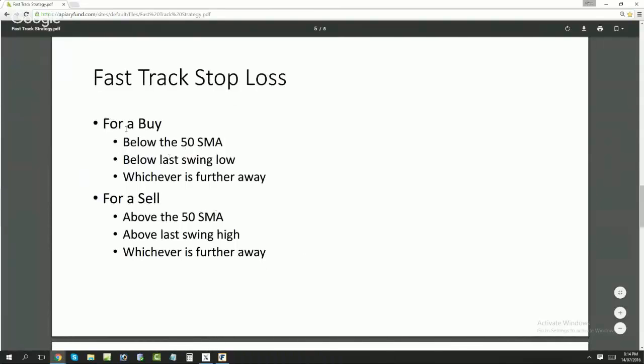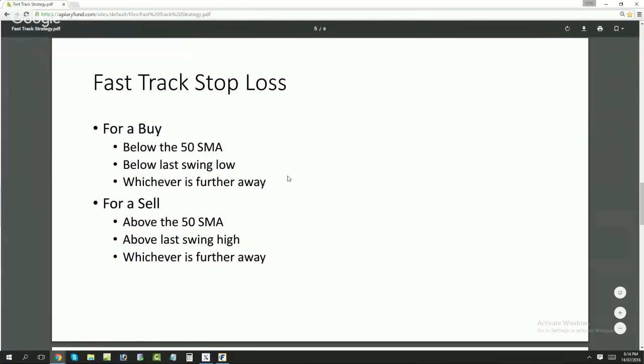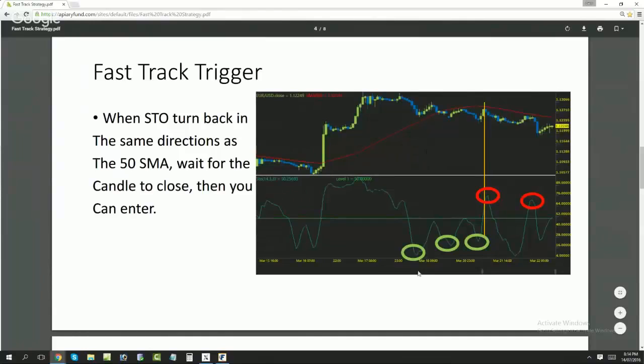Stop loss. So where to put the stop loss? For a buy, we're going to put it below the 50 SMA or below the last swing low, whichever is further away. If we go back to that chart here, assuming we bought around about here, you could say that this was the big last swing low, and the 50 SMA is really here. So do you put your stop here? Possibly, or you could say that the last swing low was up in this area here, and you put your stop there, but this one's further away, so you'd actually put it below the 50. So we've got to make a decision there.